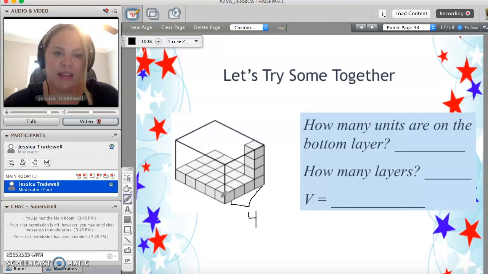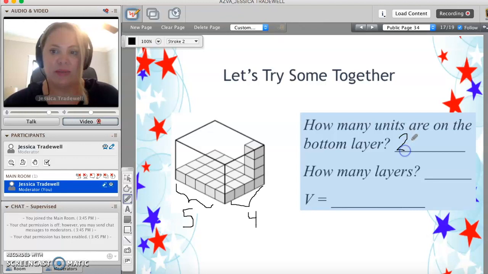And then we have 5 over here. So I hope by now you've figured out how many we have on the bottom layer. Go ahead, skip count, multiply, count them all if you need to. How many are on that bottom layer? How many cubes? So I went ahead and I did 5 times 4, and I have 20 cubes.